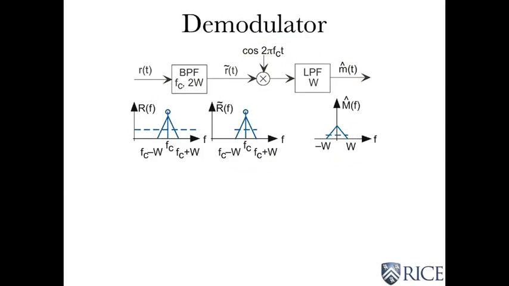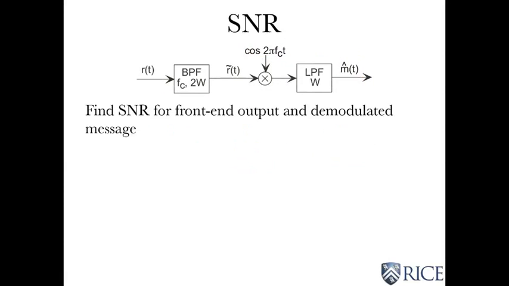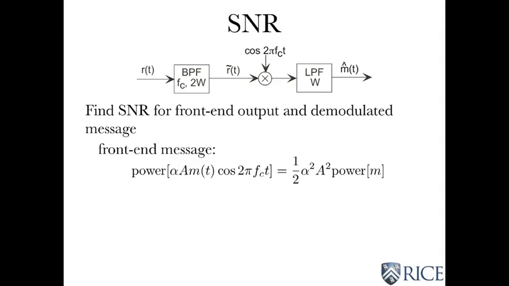So we need to calculate some signal-to-noise ratios. Well, for all kinds of reasons, I want to compute the signal-to-noise ratio here and here. The front-end output is going to be of interest because it's a little bit simpler to compute, and also it's interesting to compare these two SNRs. So for the front end, the message part is easy.